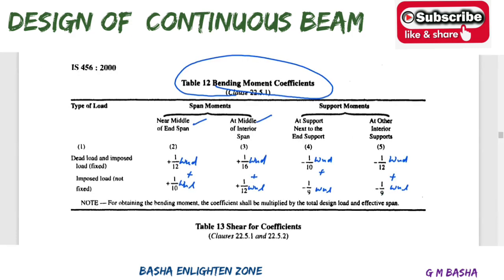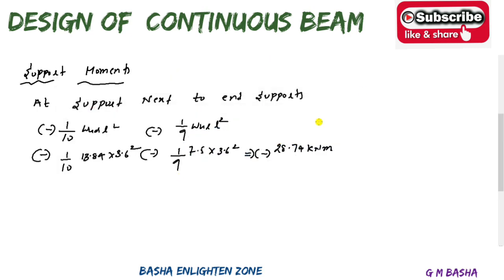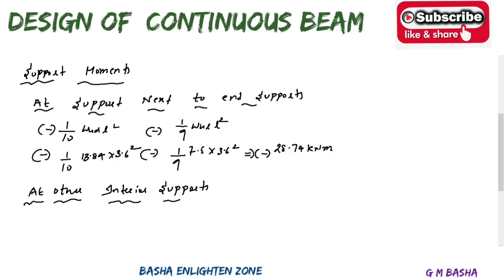And again, the next condition will be at other interior supports. So this is one condition, the support moments. So what is the range here? Again 1 by 12 to 1 by 9, that is minus 1 by 12 to minus 1 by 9. Okay, and again this is in the range of WUD L square means what is WUD? 13.8 into L square will be 3.6 whole square minus WUL means 7.5 into 3.6 whole square. Again if you simplify you will get around 25.7 kilonewton meter. Approximately I am taking.